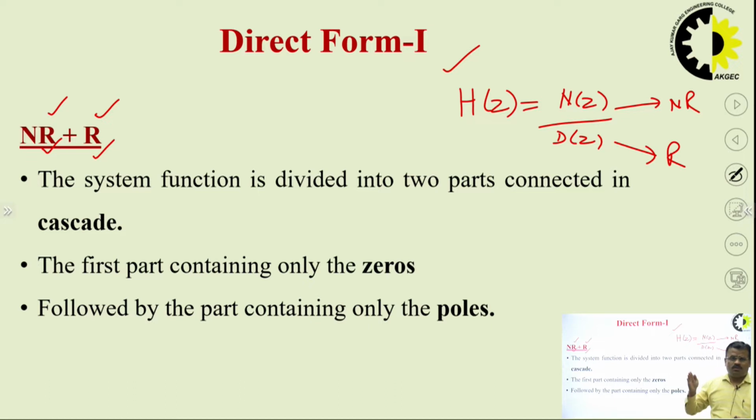Cascade means the output of the first stage will go to the input of the second stage. Similarly, the output of the next stage will go to the input of the next stage. So, non-recursively: at first you have to realize non-recursively, containing the zeros. Then you have to realize the structure recursively, containing the poles.